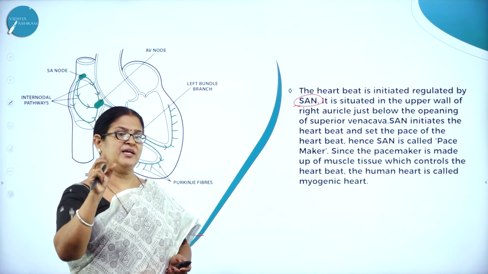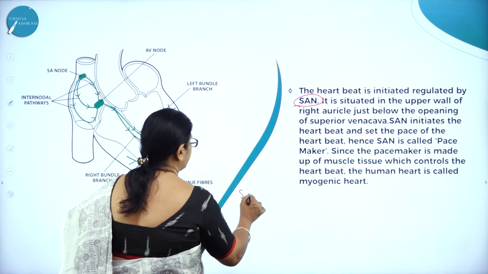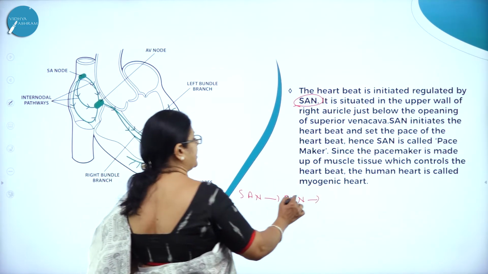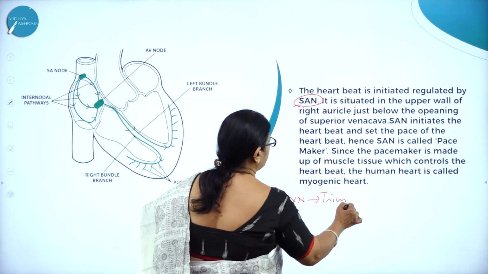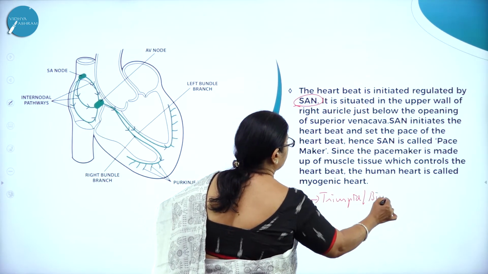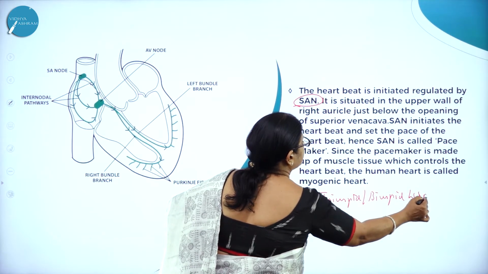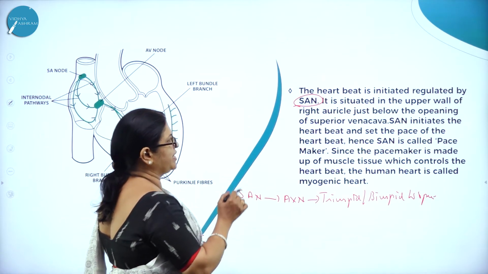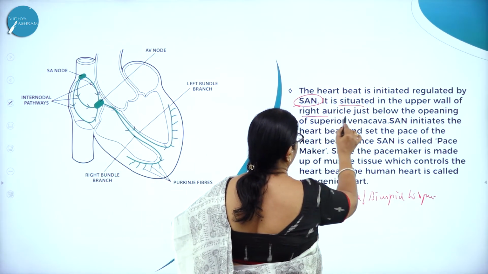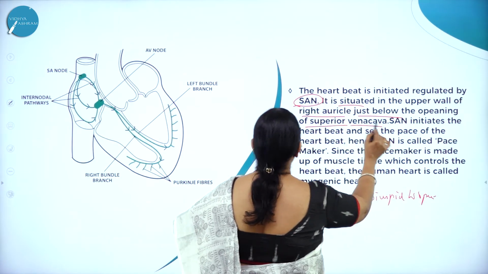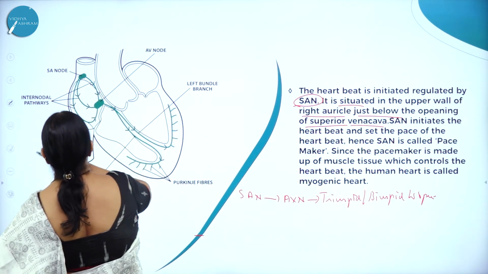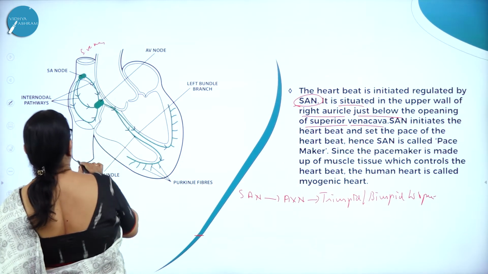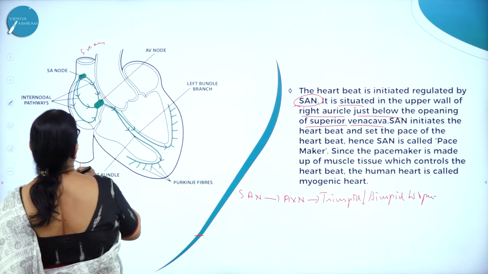SAN will send the electrical impulses to AVN, and AVN will direct the tricuspid valve and the bicuspid valve to open. The heartbeat is initiated or regulated by SAN, which is situated in the upper wall of the right auricle just below the opening of the superior vena cava. Here you can see just near the opening, this is the superior vena cava, and this is the inferior vena cava, right?